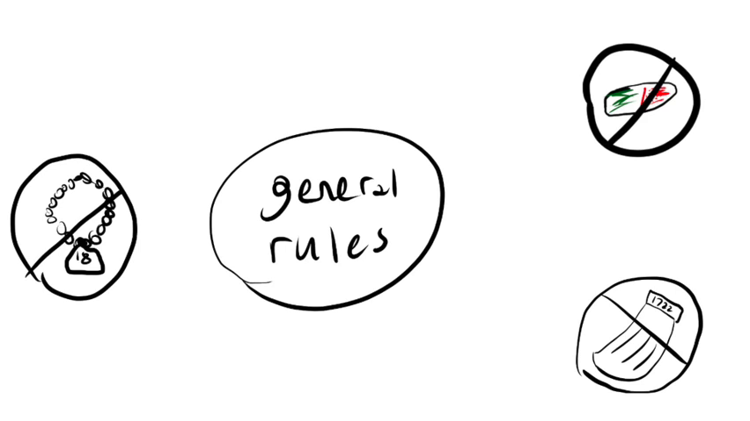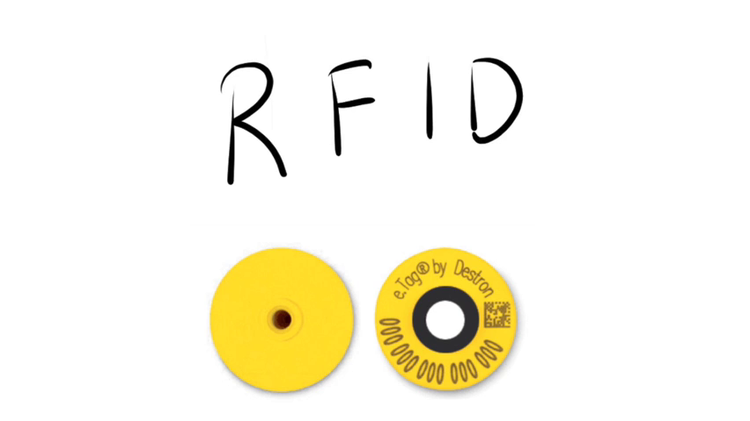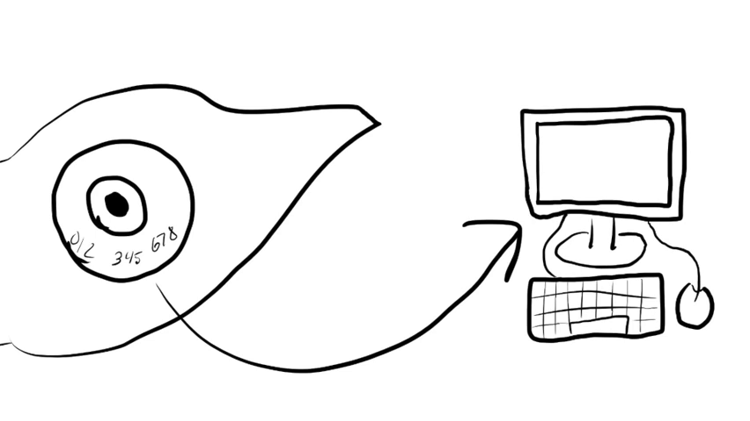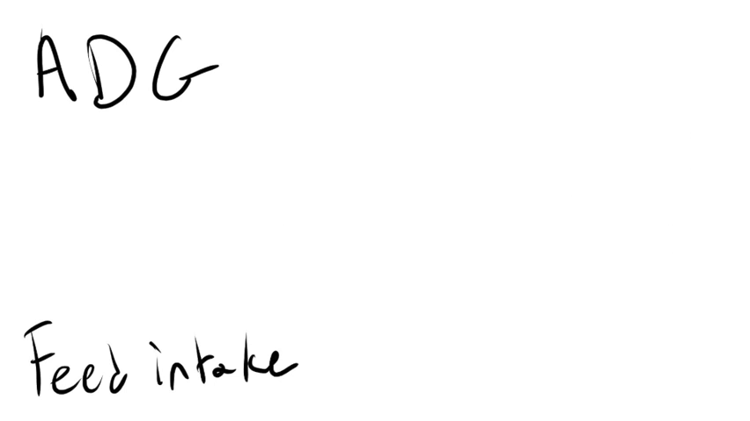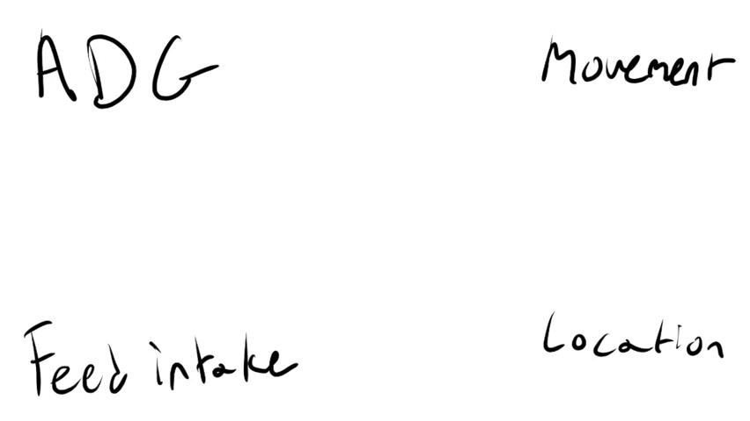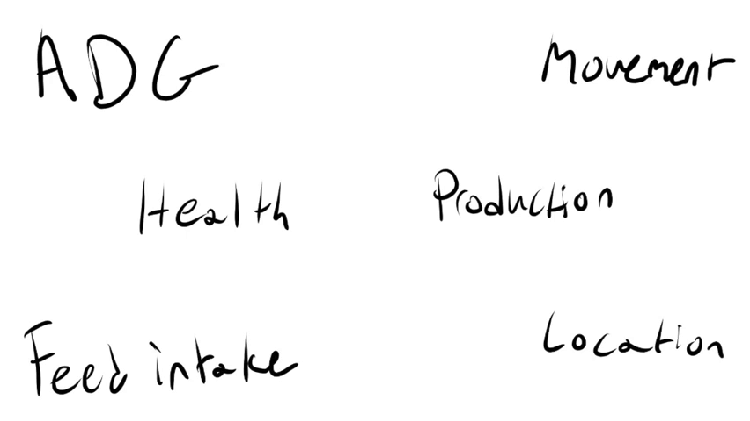So let's close up by talking about RFID tags. These are special ID tags, radio frequency identification. These allow information about the animal to be stored into the computer, goes right from the tag to the computer. This will tell you things like your average daily gain, how much the animal is eating or moving, location of the animal, health data, and some more stuff. They are very useful tags.